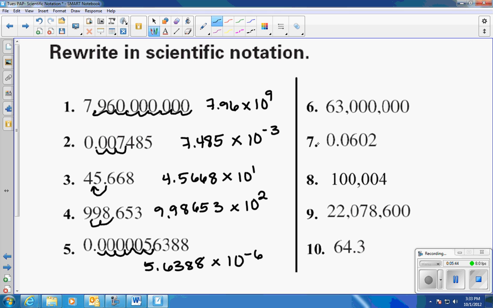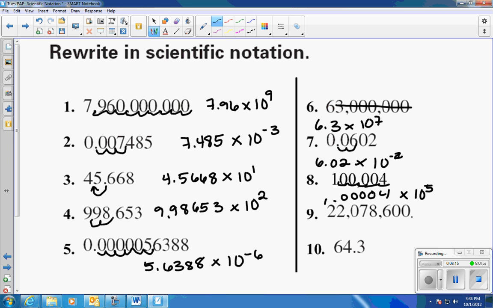All right, so over here we've got 6.3 times 10. 1, 2, 3, 4, 5, 6, 7. 1, 2. And this one's going to be negative. 1, 2, 3, 4, 5. 1, 2, 3, 4, 5, 6, 7. And 1.